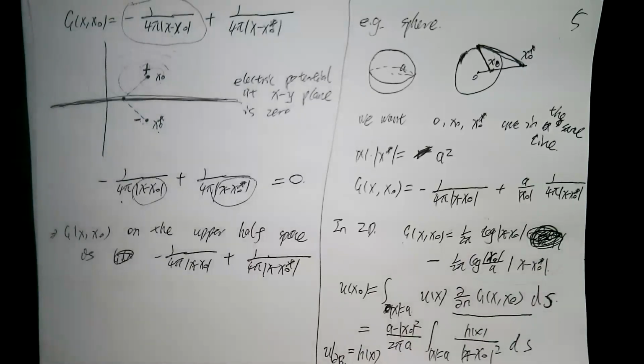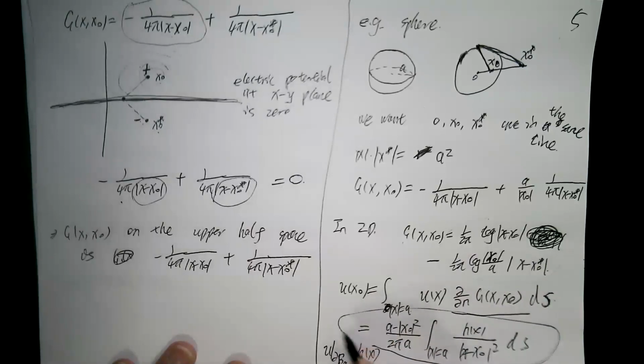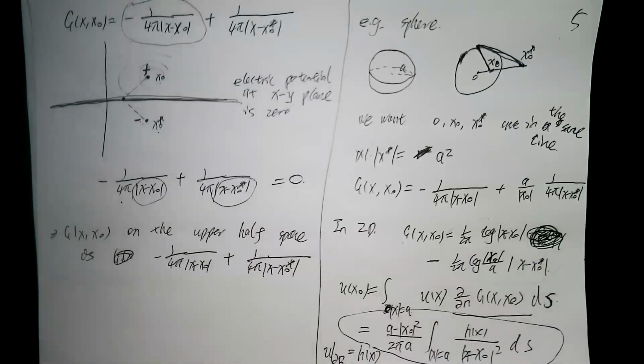If you check the Poisson formula we found, it's exactly the same as this one. So we recover Poisson's formula, the solution on the disk in 2D, by the Green's function method. Although it looks a little bit complicated, eventually they are the same, and the difference is just up to some calculation.